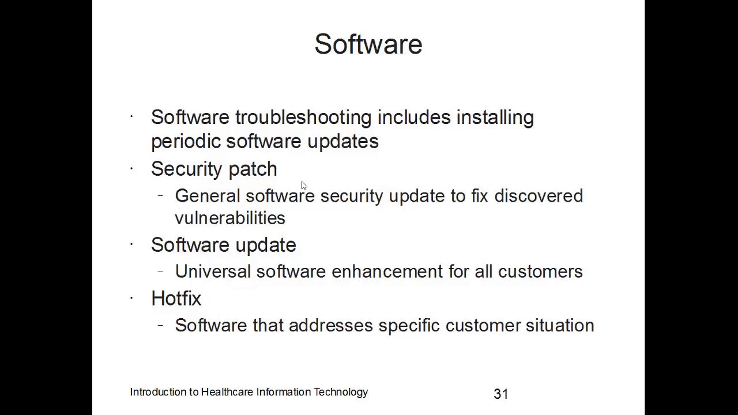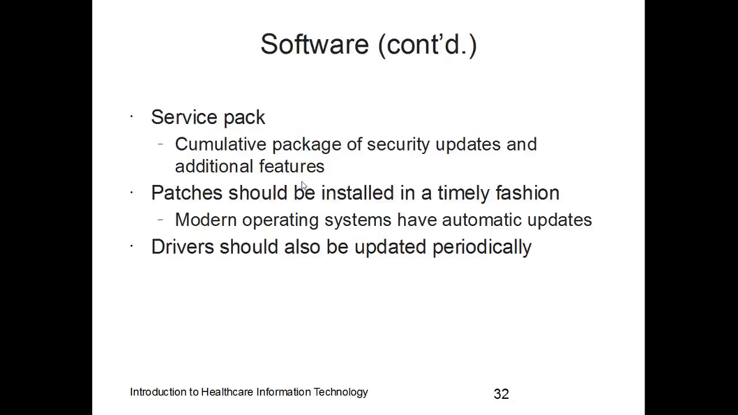When it comes to software, software troubleshooting includes installing periodic software updates. This could include installing a security patch or an update. A security patch is a general software security update to fix a discovered vulnerability. And a software update is a universal software enhancement for all customers of that software. And a hotfix is software that addresses a specific customer situation. A service pack is a cumulative package of security updates and additional features.